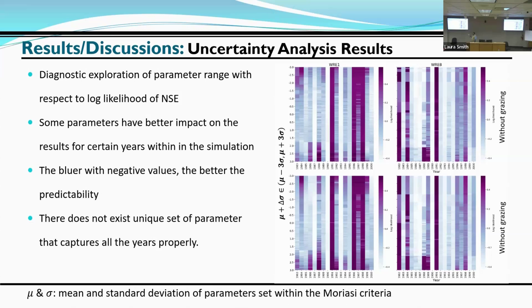It means that one set of parameters cannot predict the whole year, all the simulation of the entire year, perfectly. But there are some years which are better than others.